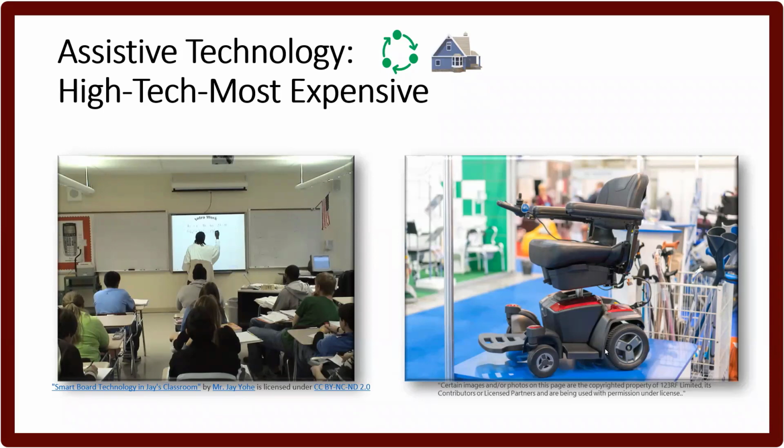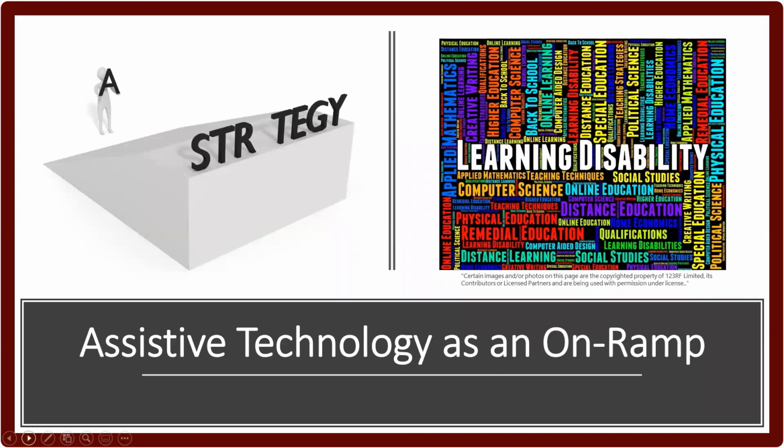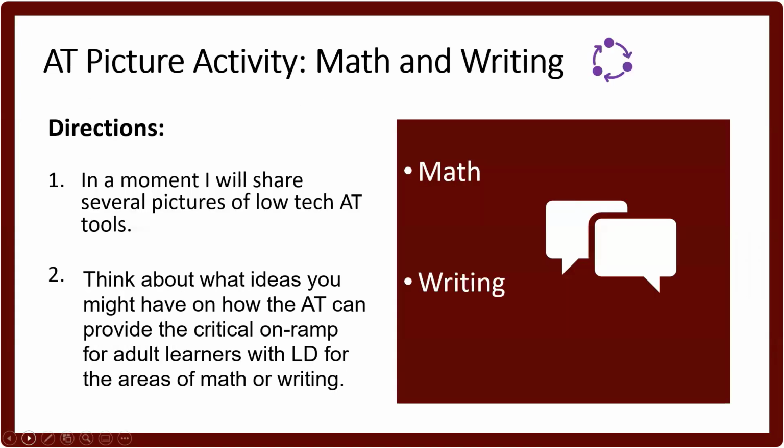So to kind of finish up on this one, other examples would be, say, the smart board that you see here in the picture, digital hearing aids, specialized computer software, joysticks, electronic aids. All of these are things that you might see when you're talking about high-tech assistive technology. Thinking about assistive technology as an on-ramp for students with learning disabilities to reach their goals and to level the playing field. So first off, next one, we're going to think a little bit about assistive technology.